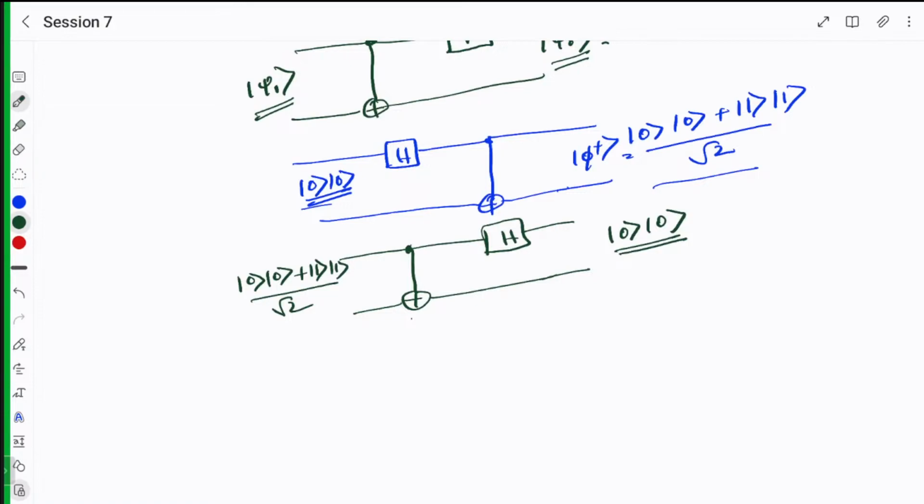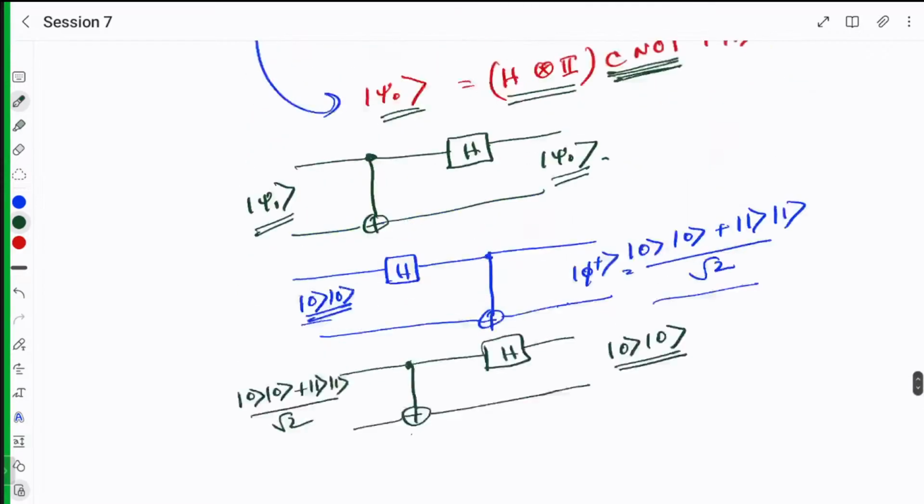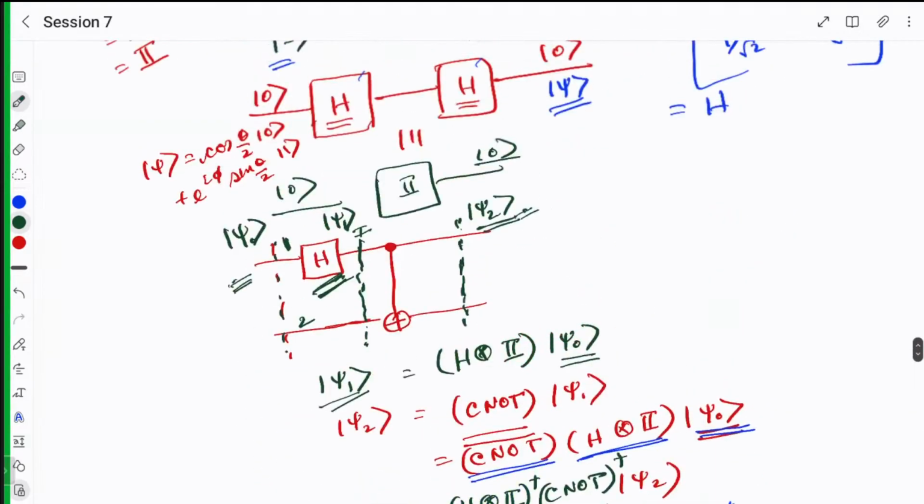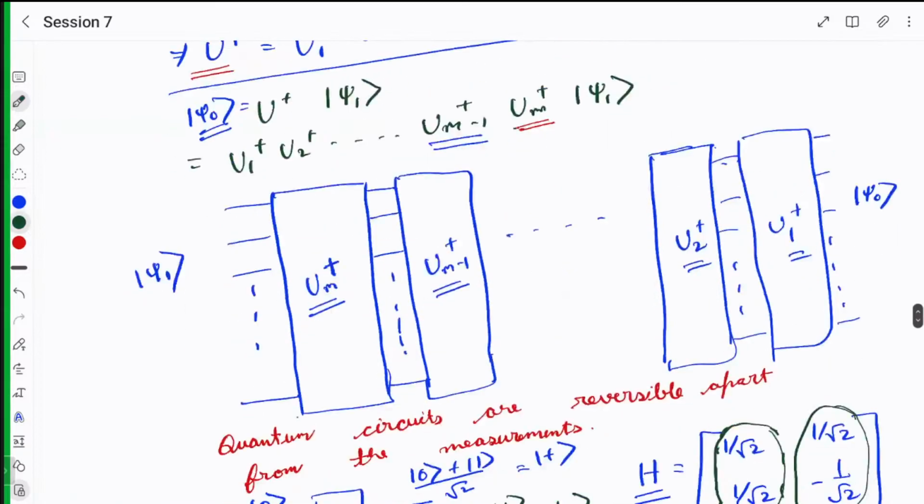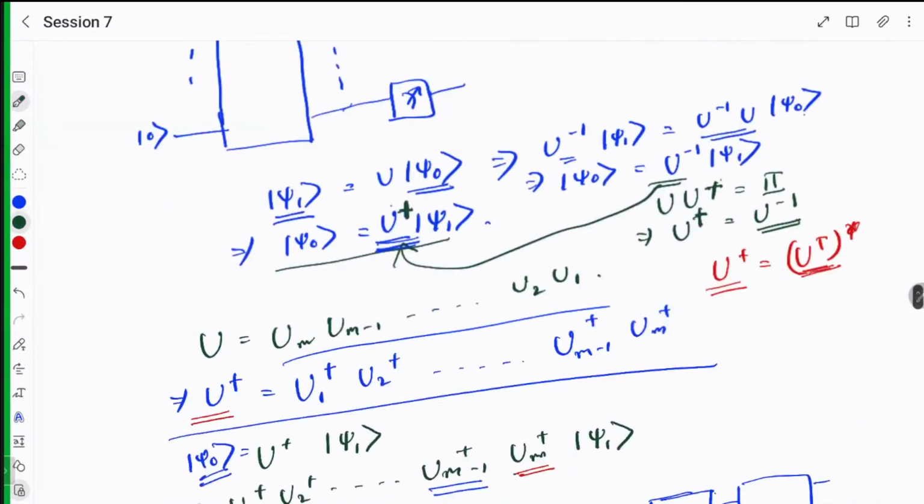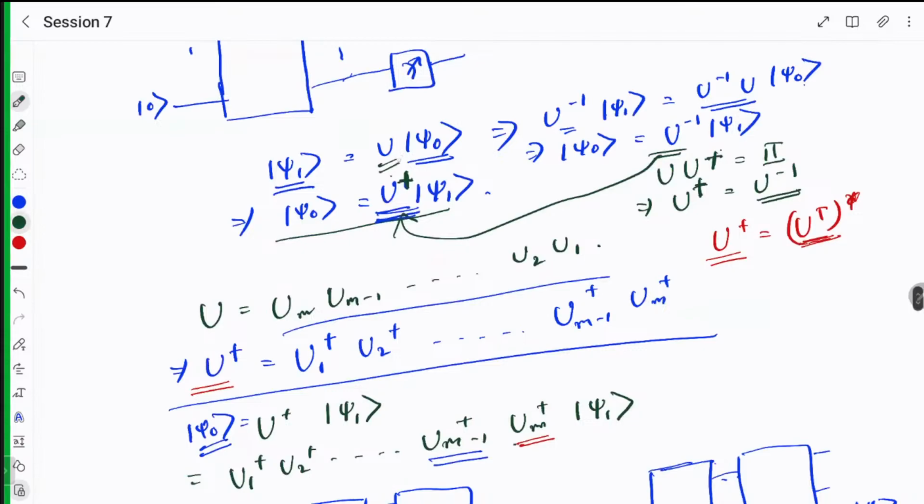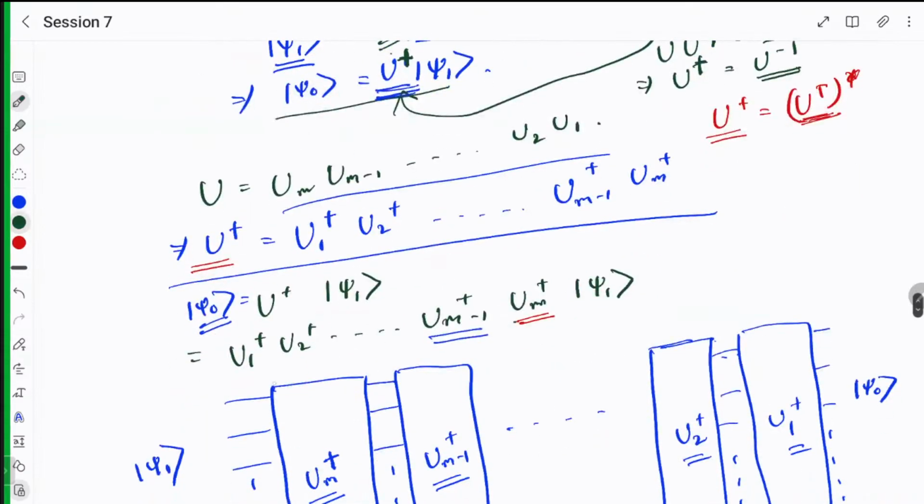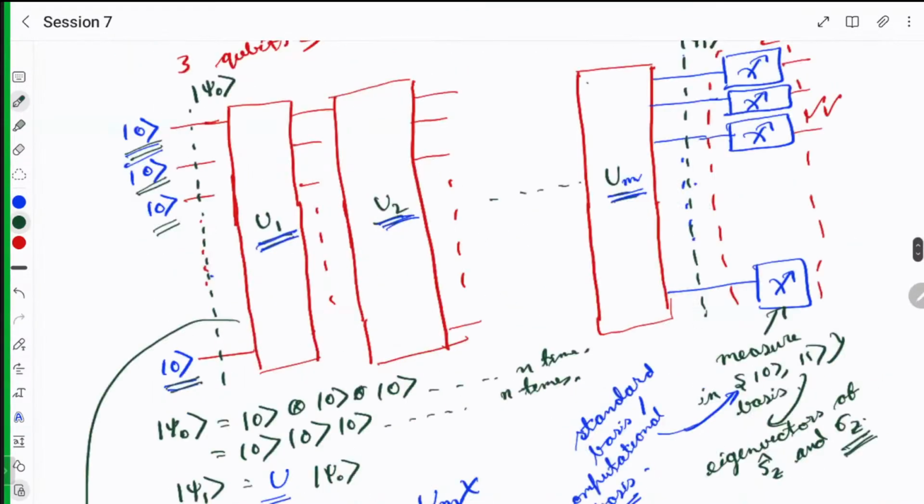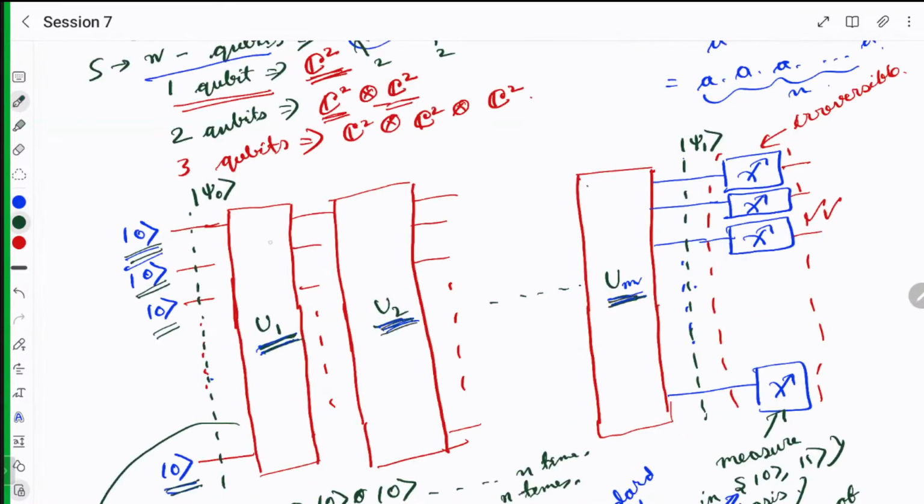When we started the n-qubit system, you said psi 1 equals U psi 0, but should it not be U tensor product n times? No, it will not be U tensor product n times, because this U operator is made up of these U1, U2 operators, and these operators are already n by n matrices.